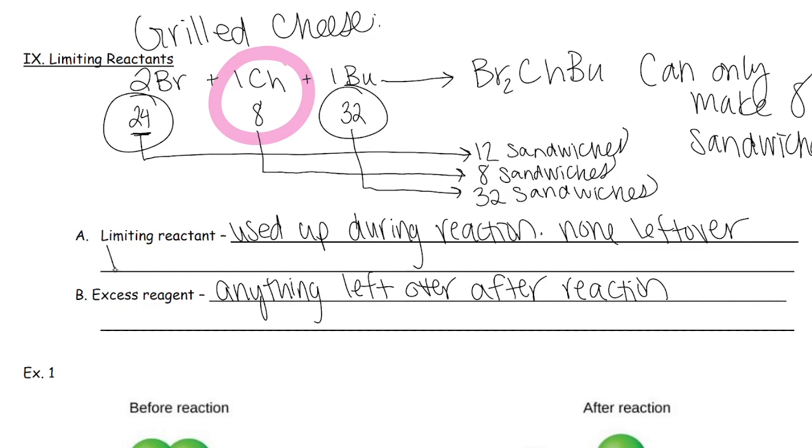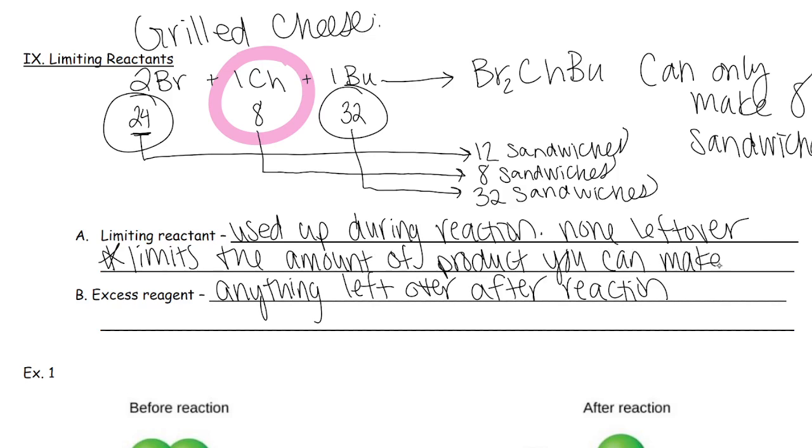So the key that you need to understand is that the limiting reactant is called limiting because it limits the amount of your product that you can actually make. So anything left over after the reaction is considered excess. And we will stop there for now.